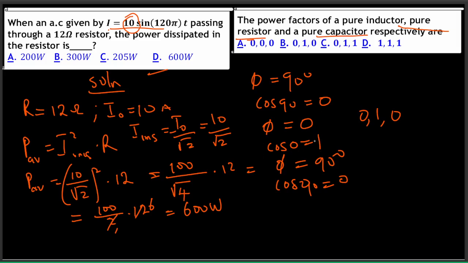Now, the power factor for a pure inductive circuit is 0. Power factor for a pure capacitive circuit is 0. Power factor for a pure resistive circuit is 1. Don't forget that. So power factor ranges between 0 and 1. Is that okay?